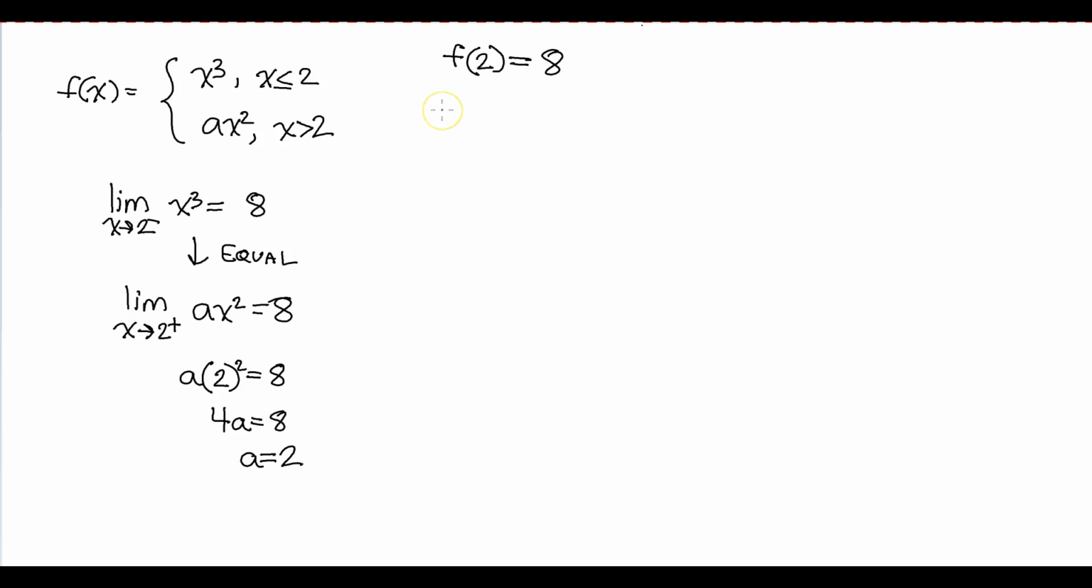Okay, and that makes sense. The limit as x approaches 2 from the right is 2 times 2 squared, which is 4, times 2 is 8. That's equal to the limit, which is also equal to the function, which means it's continuous if a is equal to 2. And we are done.